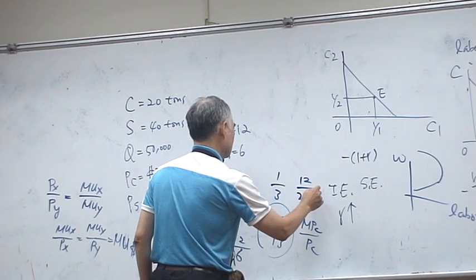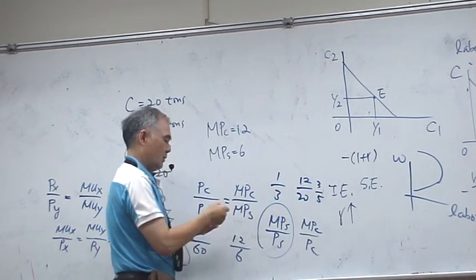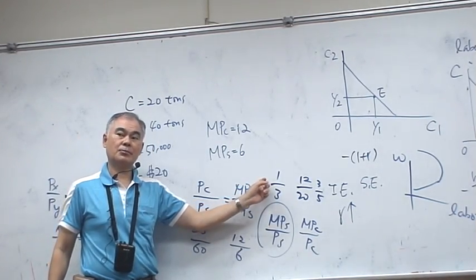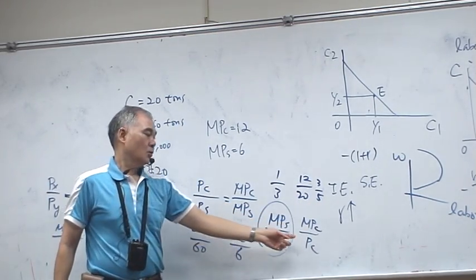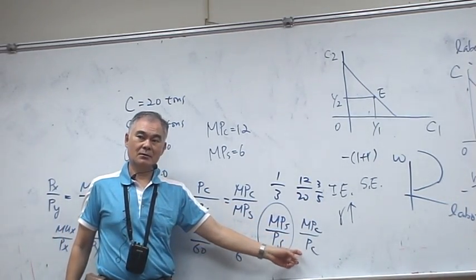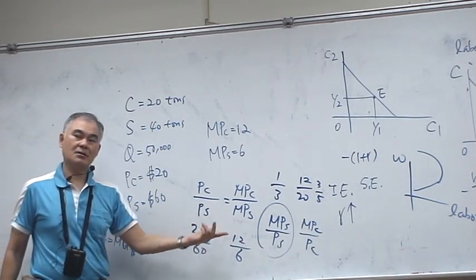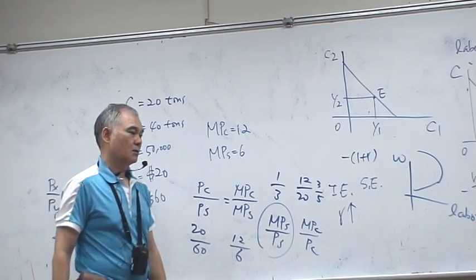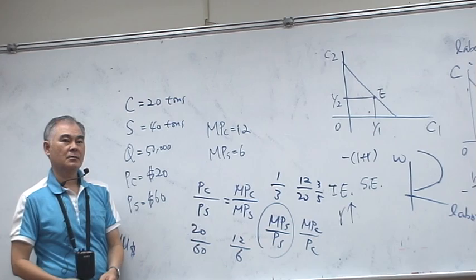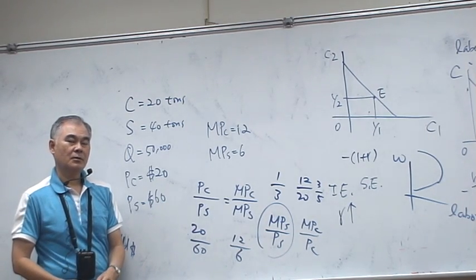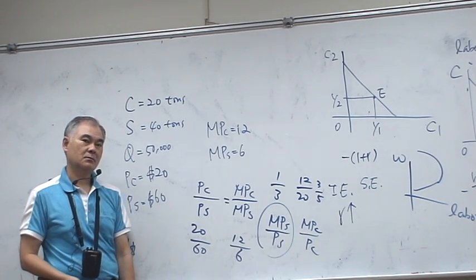So how much is this? This is 0.1, and this is 0.6, okay? So which one is more productive? Cement, okay? So it means that this firm is not maximizing profit. So what should the firm do? What should the firm do? Use more cement or use more steel? Which one?